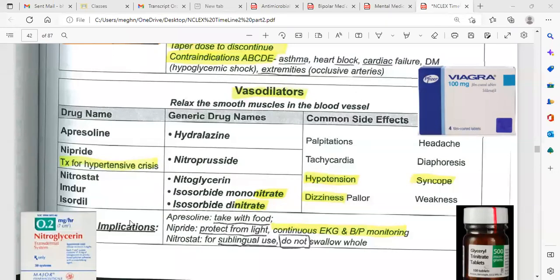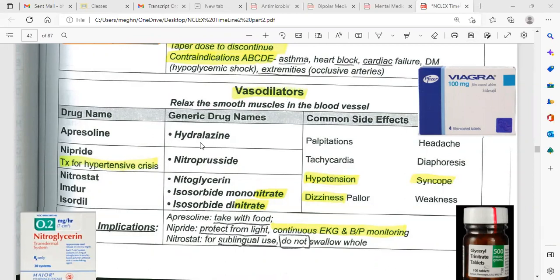So nursing implications, this is showing one picture, nitroglycerin. Take with food. Nitroglycerin, protect from the light. It is good to protect from light. Also continue to monitor EKG, electrocardiogram, and blood pressure. Nitrostat is for sublingual use. So if you give it, educate your patient to use it sublingually, meaning behind the tongue, and do not swallow when they need to take it. Good. Like the question from this medication.